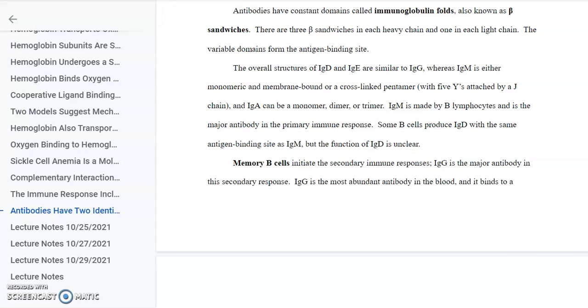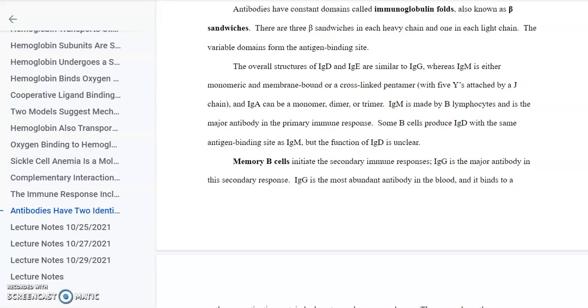The overall structures of IgD and IgE are similar to IgG, whereas IgM is either monomeric and membrane-bound or a cross-linked pentamer, with 5 Ys attached by a J chain, and IgA can be a monomer, dimer, or trimer. IgM is made by B lymphocytes and is the major antibody in the primary immune response. Some B cells produce IgD with the same antigen binding site as IgM, but the function of IgD is unclear.